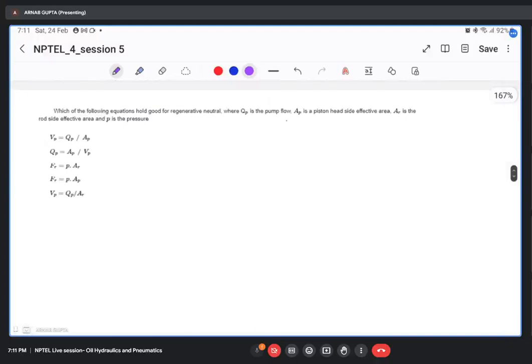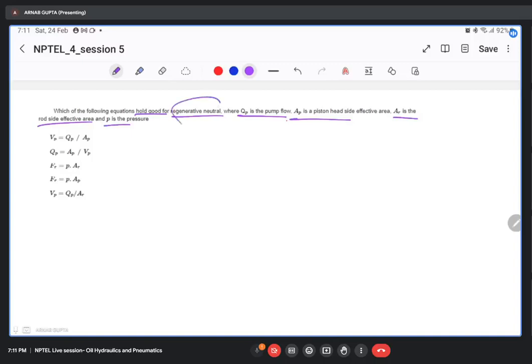Next, this is a small numerical. I won't say numerical, rather numeric. I mean, you need to derive something. So that makes it a little bit more interesting in the theoretical parts. Which of the following equations hold good for regenerative neutral, where QP is the pump flow, AP is the piston head side effective area, AR is the rod side effective area, and P is the pressure.